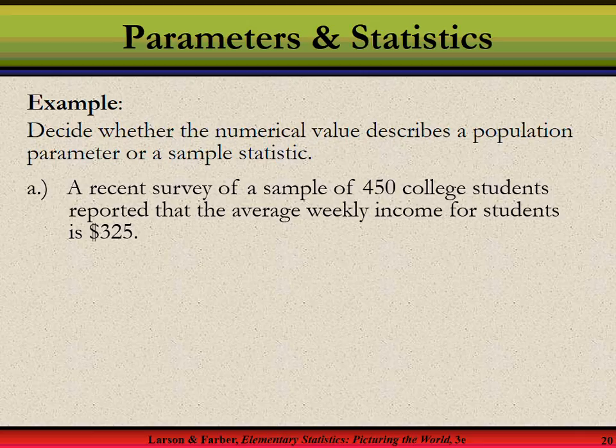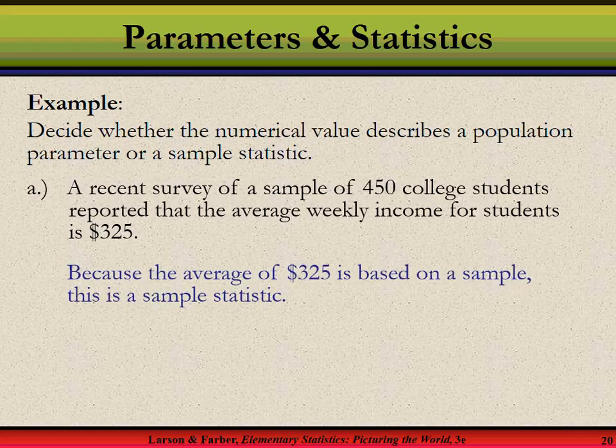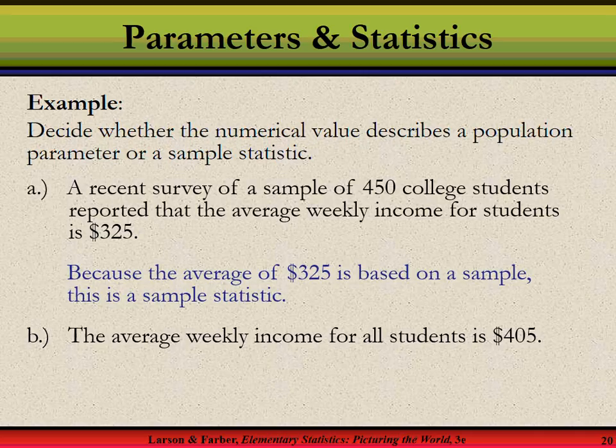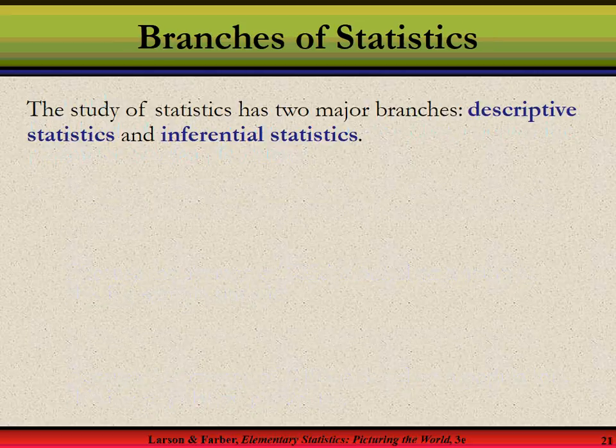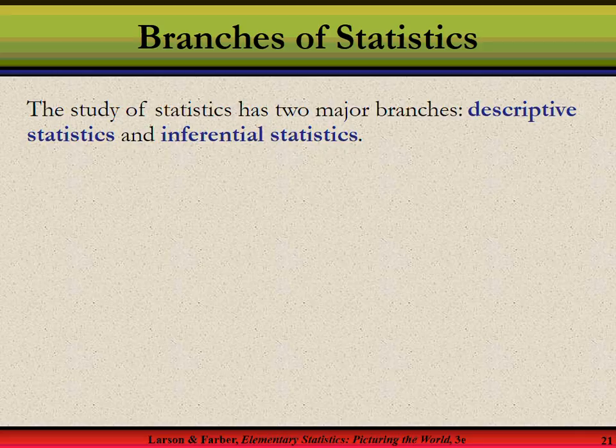A recent survey of a sample of 450 college students. Right away, what can we stop and know? It's a statistic. The average weekly income for all students is $405. That's a parameter because it says all. How they figured out that that's all students, I have no idea, because that seems awful hard to do. If they said all students at National Trail, then I could say that, but all students in the country?